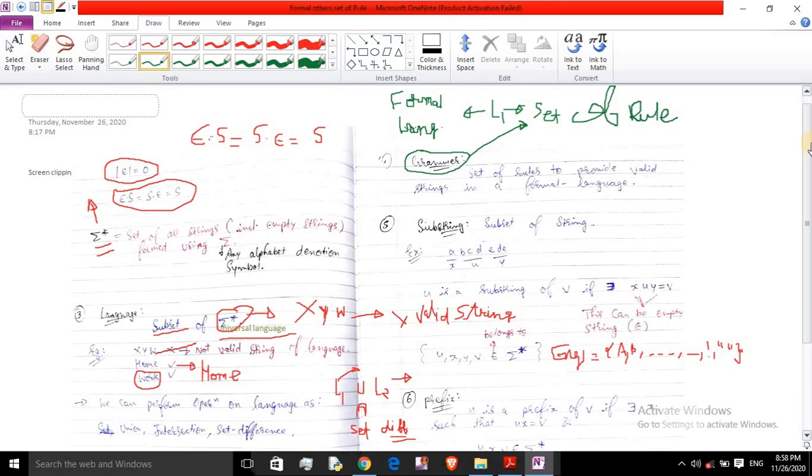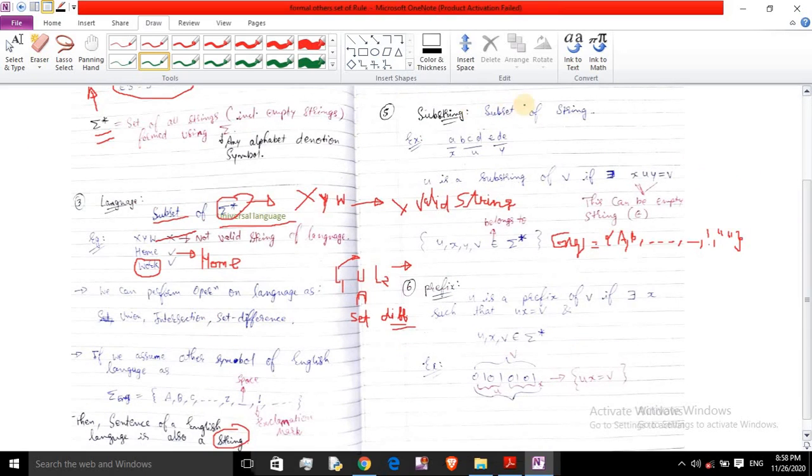Now there is also a concept called a substring. What is a substring? A substring is a subset of a string. Suppose we are given this string: A, B, C, D, E, F.